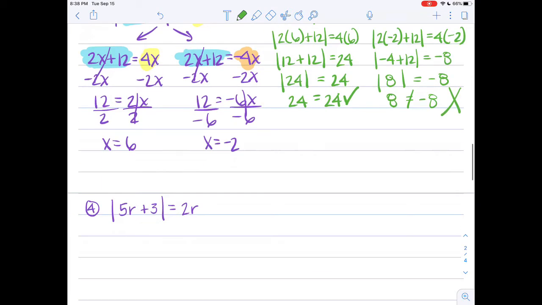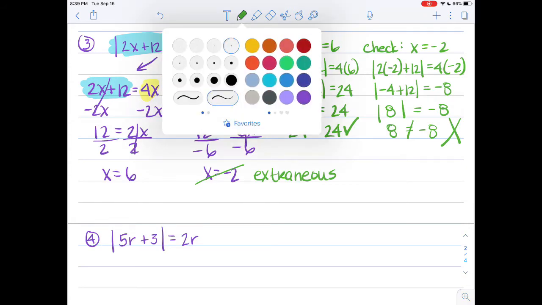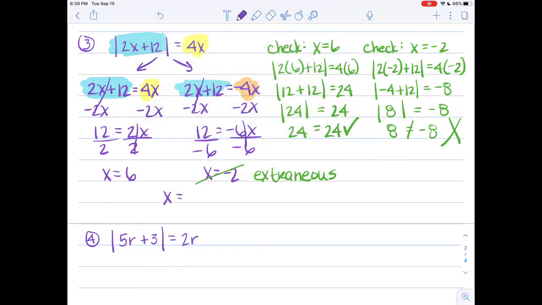And so what that means is that x equals negative 2, remember, that's what we were evaluating, is not a true statement. It's an extraneous solution. It's extra. It appears to be a solution, but it doesn't satisfy the original equation. And so our only solution in this case is that x is the set of numbers, and there's just one in the set. It's just 6.